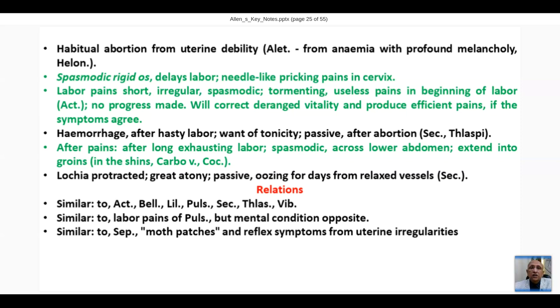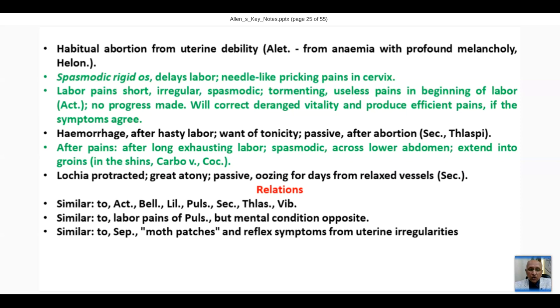It increases vitality. See, hemorrhage after hasty labor, want of tonicity, passive after abortion. See, delivery happens and the uterus is not getting contracted. The tone is lost. It is flaccid. What to do? There are a number of things they have to work out. They use oxytocin, they use Methergine, methylergometrine. But think about our remedies. It is given for hemorrhage after hasty labor.